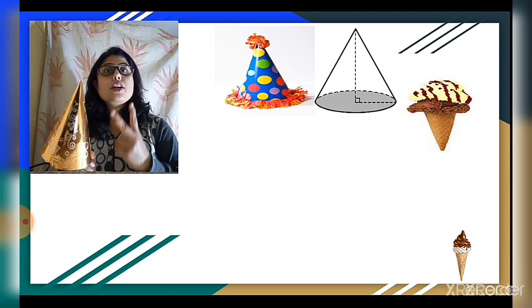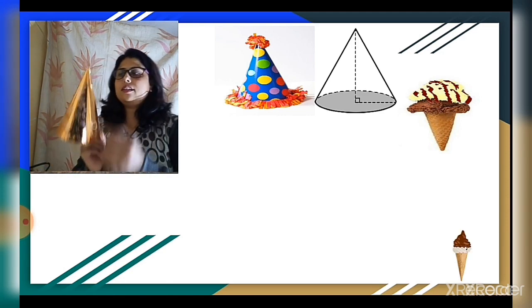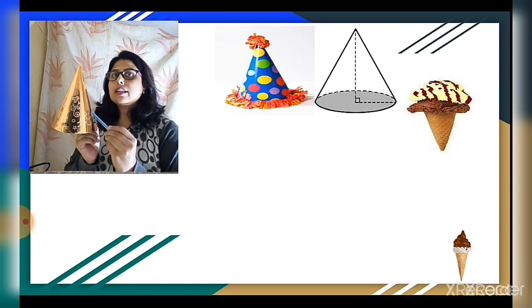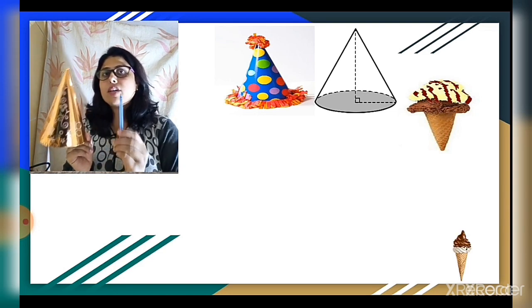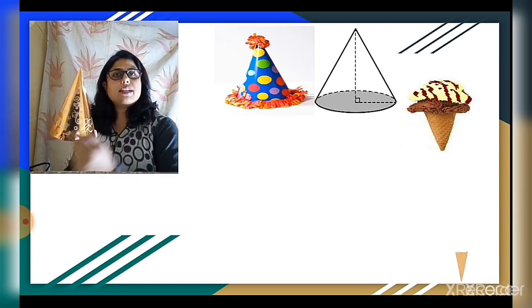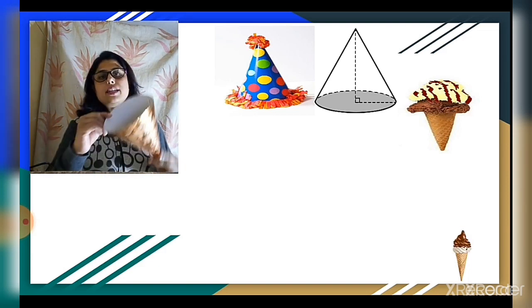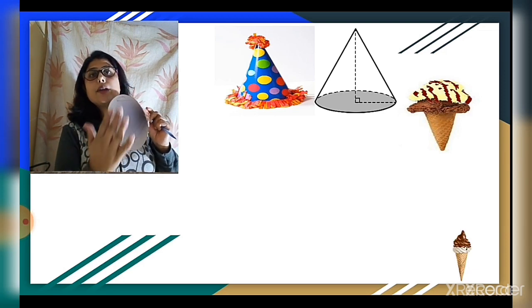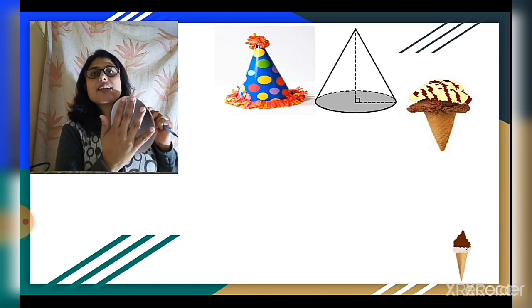How many faces? Two faces. Which are they? This face here, that is called the curved face. One curved face we find in the cone, and one here on the open side, this is the circular base. It is called the base, a flat surface.